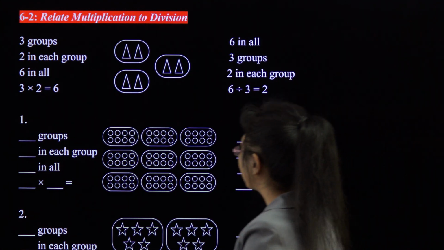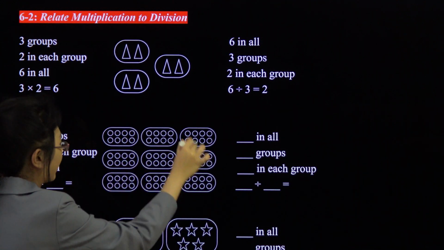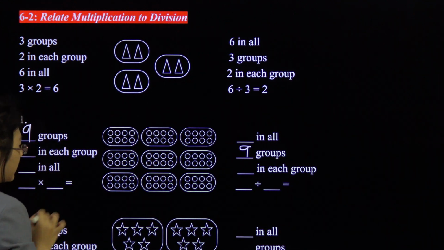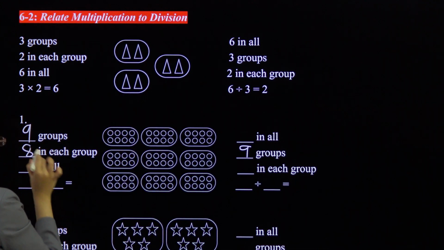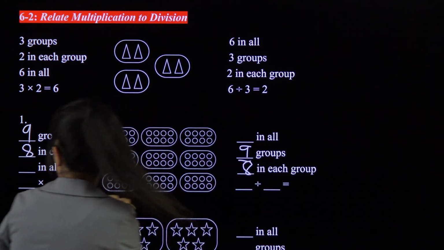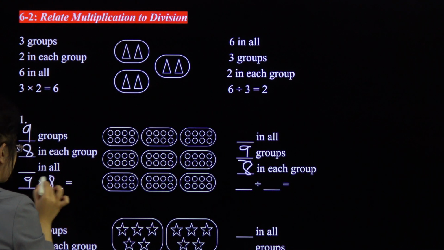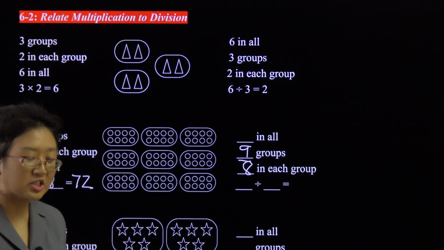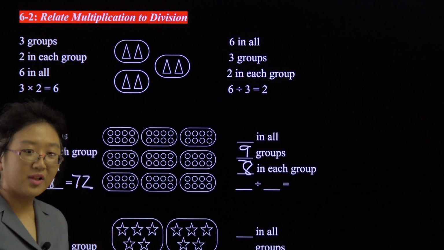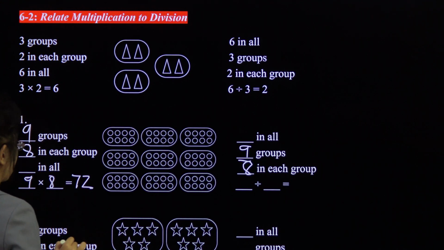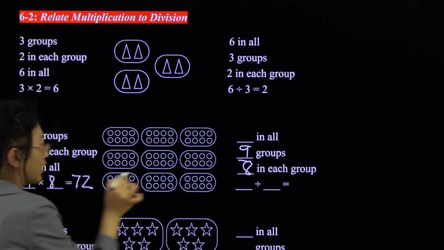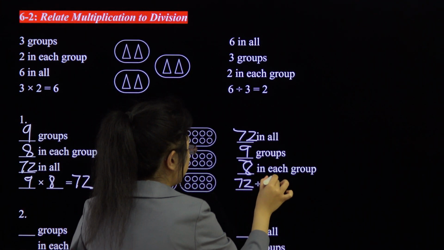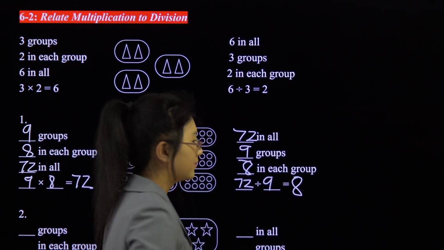Now let's do some practice. So there's 1, 2, 3, 4, 5, 6, 7, 8, 9 groups. There's 8 in each group. And you get 9 times 8 equals 72, for those of you that have remembered your multiplication tables. If you haven't, then please hurry, remember your multiplication tables. 72 in all. So that's 72 divided by 9 equals 8.